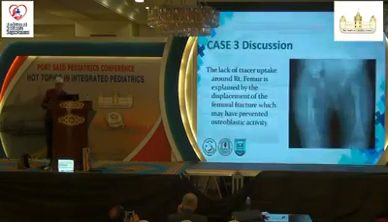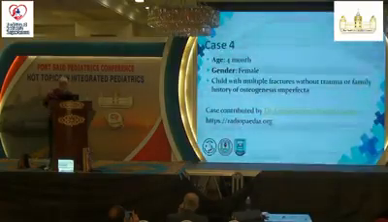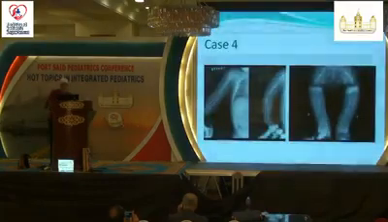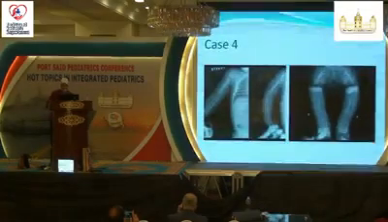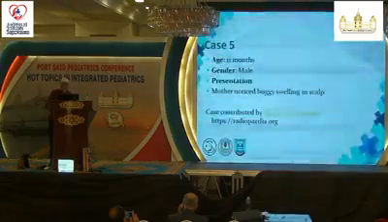Case number 4, 4-month female, child with multiple fractures with no family history of osteogenesis imperfecta or trauma. Look at the fracture at the right humerus and the right tibia. This is very suspicious because the baby has no history of trauma.